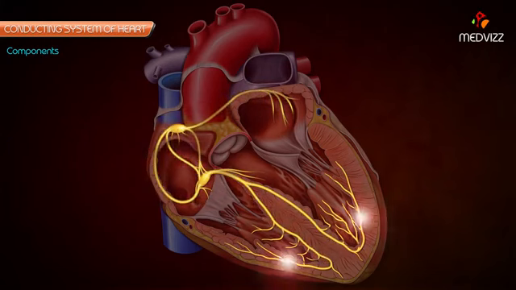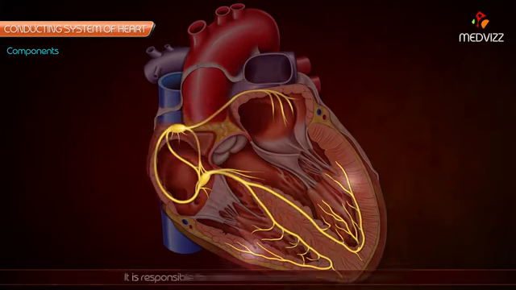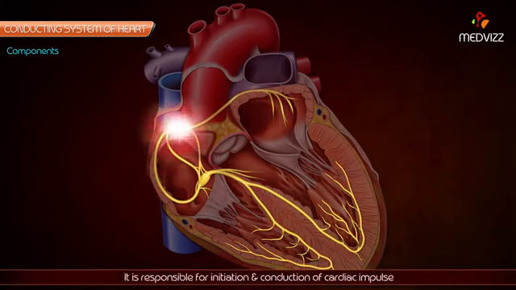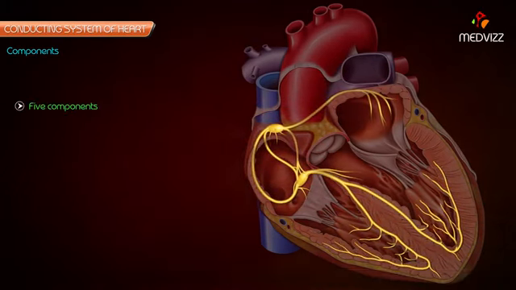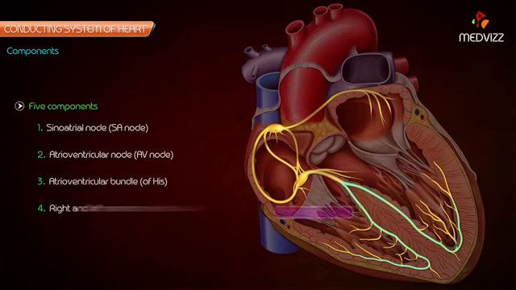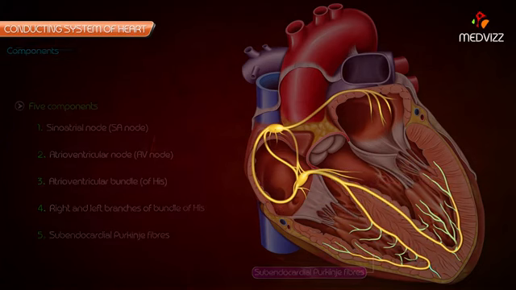The conducting system of the heart is made up of specialized cardiac muscle fibers and is responsible for initiation and conduction of cardiac impulse. The conducting system of the heart consists of the following 5 components: sinoatrial node, atrioventricular node, atrioventricular bundle, right and left branches of bundle of His, subendocardial Purkinje fibers.